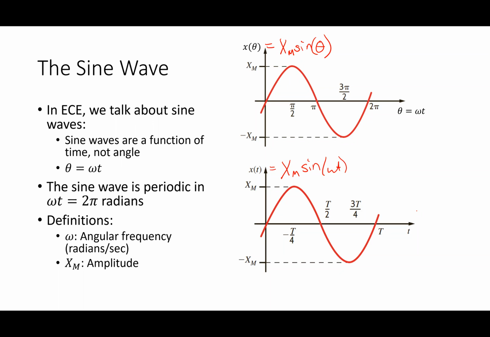Amplitude. Basically, it's the peak value of that waveform. So in other words, if I look at the peak of this, the peak is always going to be whatever the amplitude is, because sine, by definition, how big is sine? What's the maximum value of sine?